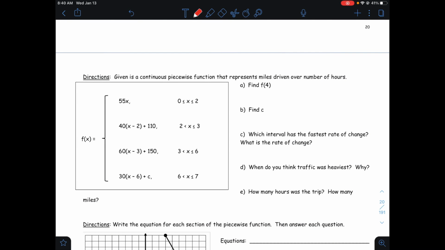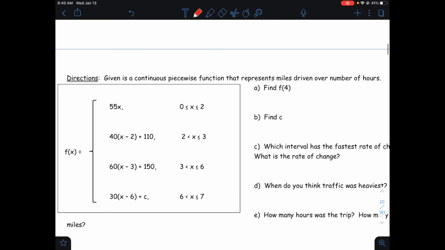All right, so for this one, it says, given a continuous piecewise function that represents miles driven over numbers of hours. So it says, find f of 4. So let's look. They want us to find f of 4, and we have to decide which equation to use. I want you to think, are we going to use equation 1, 2, 3, or 4 for f of 4? Look at the intervals. Which equation are we going to use?